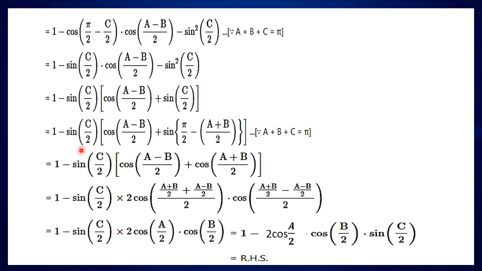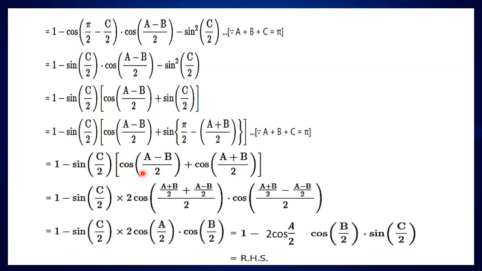Now 1 minus sin C by 2 into cos (A minus B) by 2 plus sin C by 2 can be written as sin (pi by 2 minus (A plus B) by 2), because it is given that A plus B plus C is equal to pi. So from this we can rewrite this way. So 1 minus sin C by 2 into cos (A minus B) by 2 plus sin pi by 2 minus theta form. So cos theta, that is cos (A plus B) by 2.